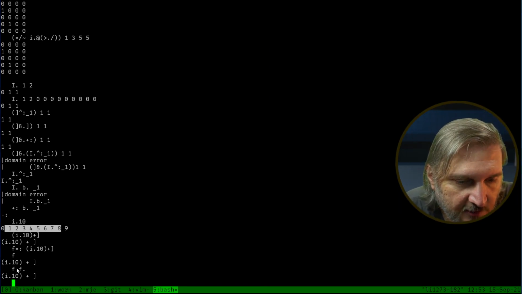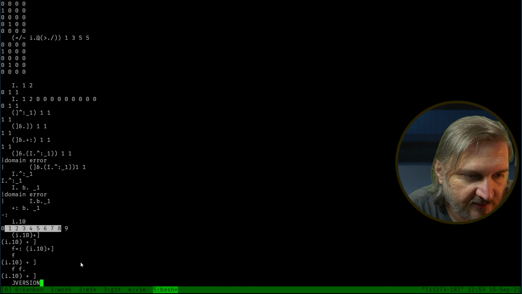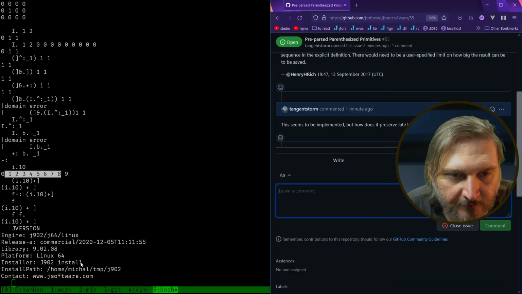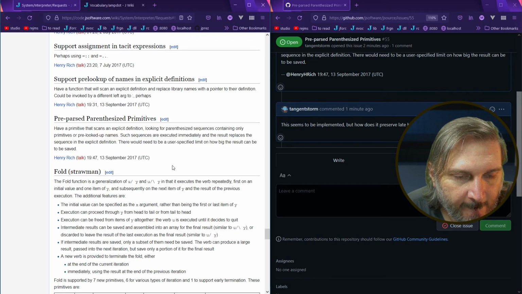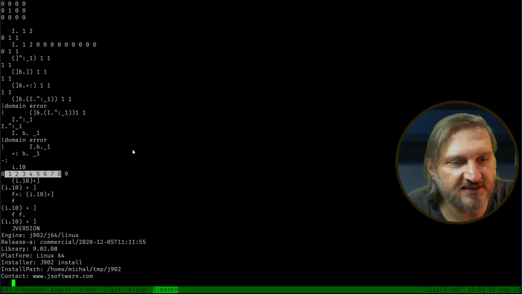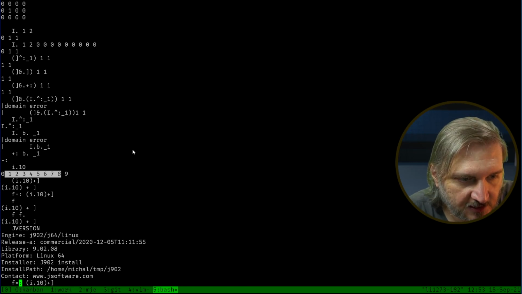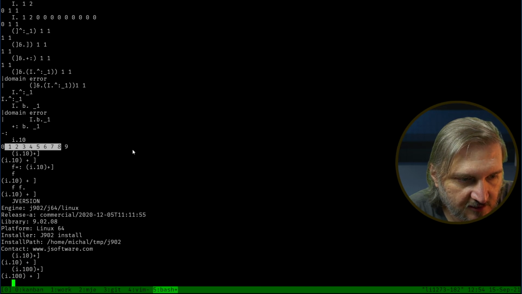Maybe. I'm curious what this does in J 903. I'm not running the latest beta that has his implementation of this. So I wonder if that does it. But he's talking specifically about explicit definition. Maybe it's the case that there's some, no.